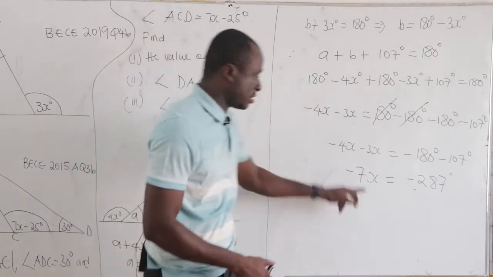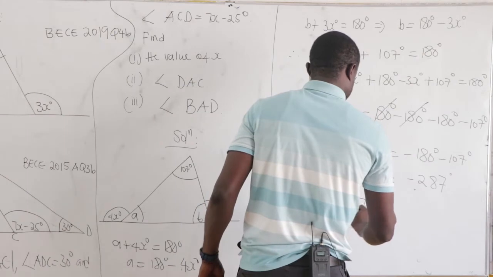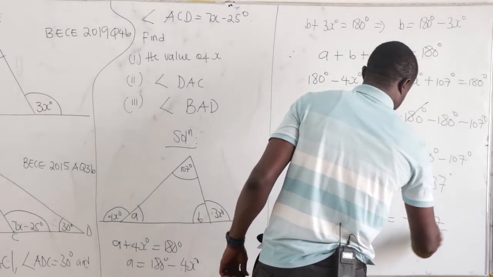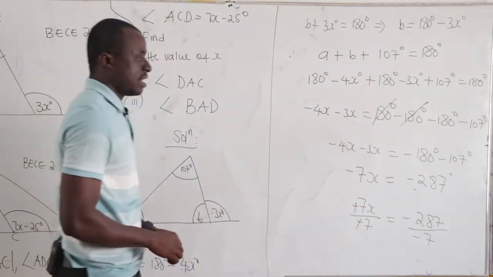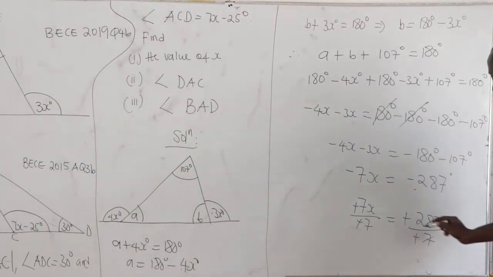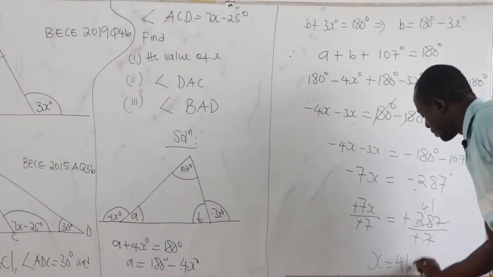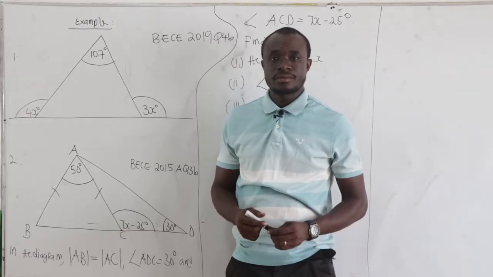Now, we want to find x. So we divide by what is multiplying the x. So clearly, negative 7x over negative 7 equals negative 287 all over negative 7. Now this is cancelling out that, and this is cancelling out this. How many times does 7 go into 28? That is 4. 7 goes into 7, that is 1. So you have our x to be equal to 41 degrees. I believe you enjoyed it. This is something that is very, very easy.